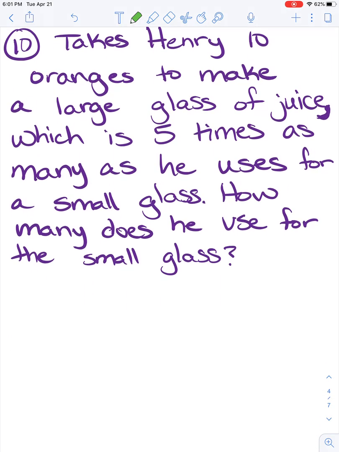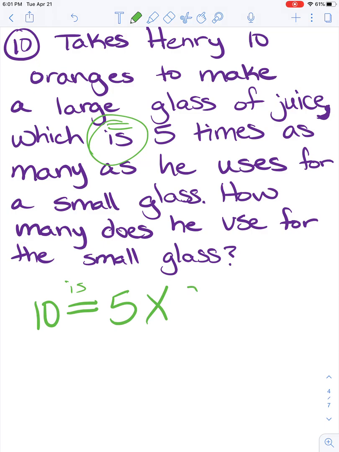Okay, it takes Henry 10 oranges to make a large glass of juice, which is 5 times as many as he uses for a small glass. How many does he use for the small glass? So 10 is, what does "is" mean? Is means equals. 10 is 5 times as many for the small.